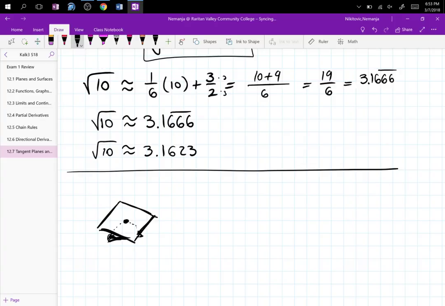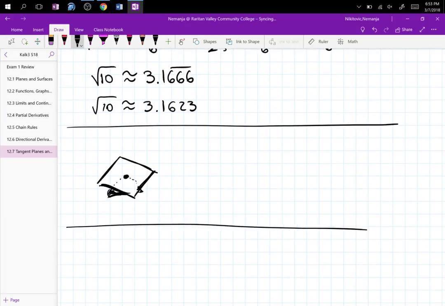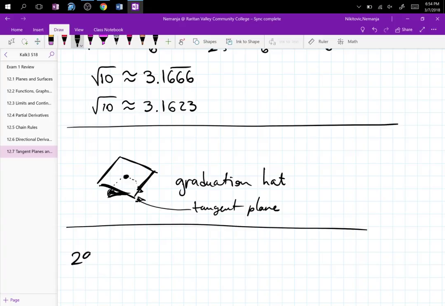So linear approximation, let's see something interesting like problem 29 has ln. All right, so I'm going to leave the graduation hat, that's the graduation hat, and then I'll just say this is a tangent plane actually. All right, let's take a look at 29. So it says linear approximation, so we can compute the stuff.